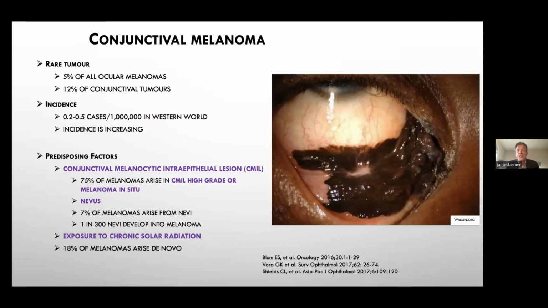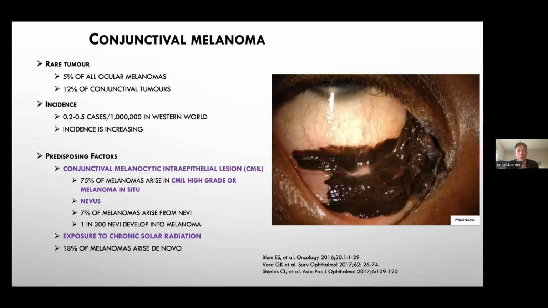Its incidence is increasing. Certainly during the pre-COVID years, I might see in my two practices in Kingston and Ottawa maybe 1 or 2 a year. With COVID, by the time we finally got back after about a year and a half, I saw 5. So again, people didn't come to get examined, but I do think there's definitely a general increase. Again, it is felt to be related to chronic solar radiation, so this could be another reason why we were seeing a rising number of these cases. The predisposing factors are CMIL, which we just talked about. 75% of melanomas arise in high-grade CMIL or melanoma in situ.